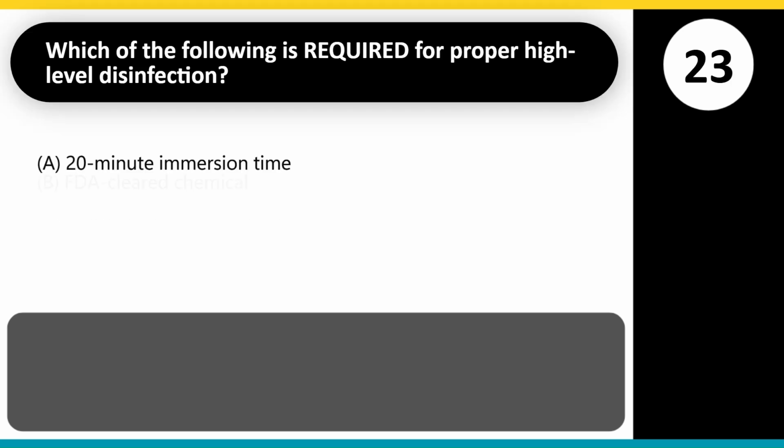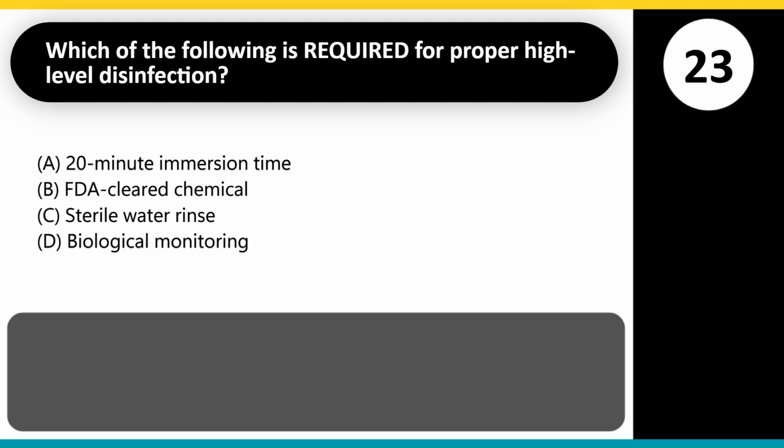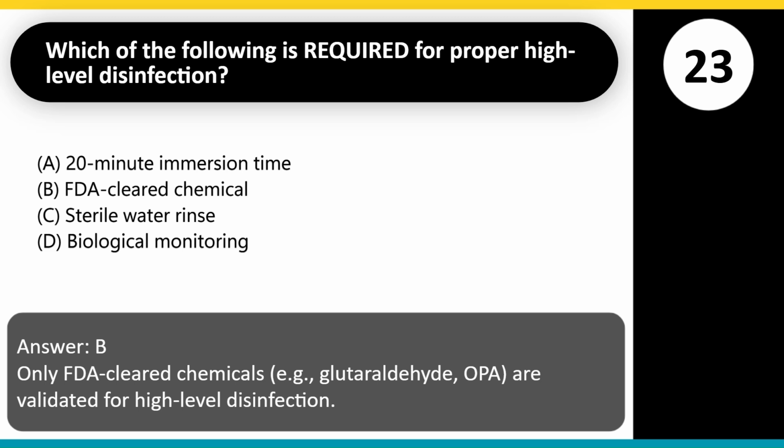Which of the following is required for proper high-level disinfection? A. 20-minute immersion time. B. FDA-cleared chemical. C. Sterile water rinse. D. Biological monitoring. Answer, B. Only FDA-cleared chemicals, e.g., glutaraldehyde, OPA, are validated for high-level disinfection.